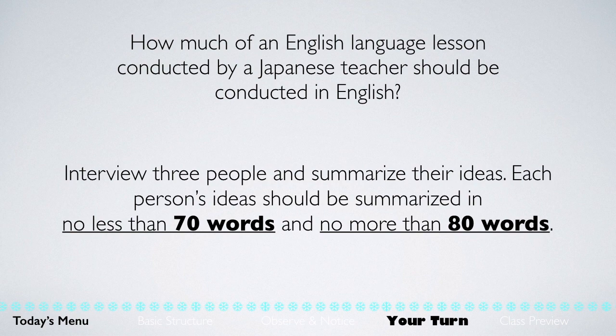Finally, I would like you to add a picture of the people you interviewed. See how you go.